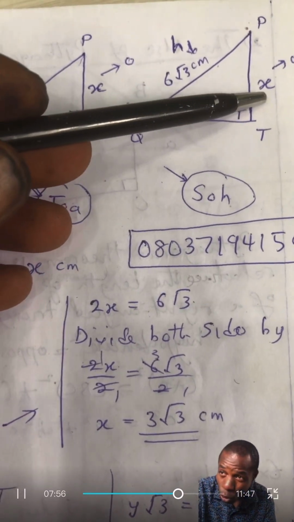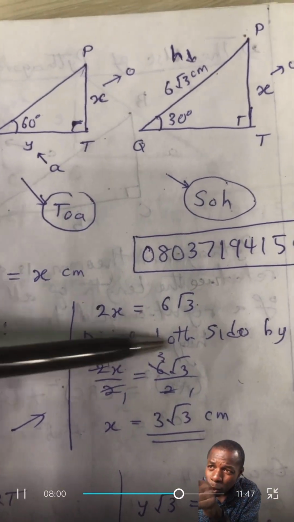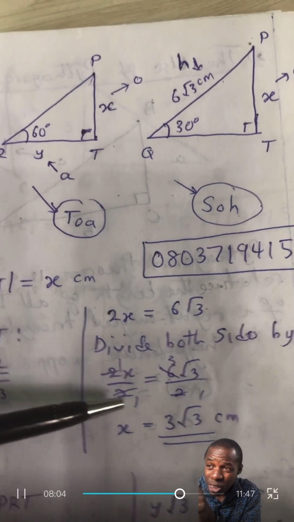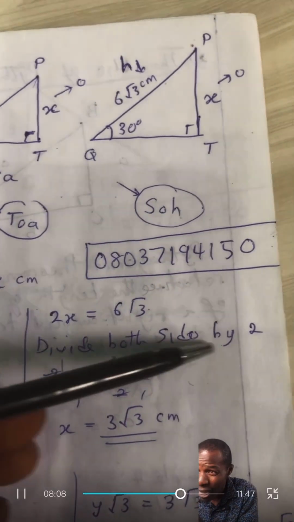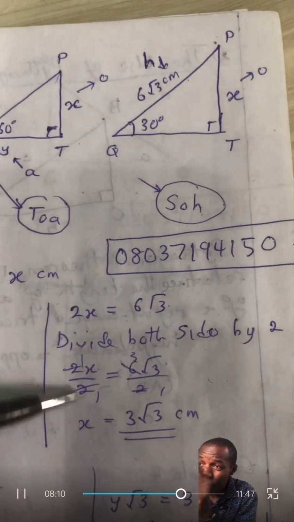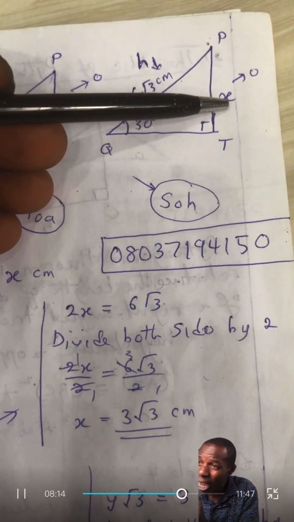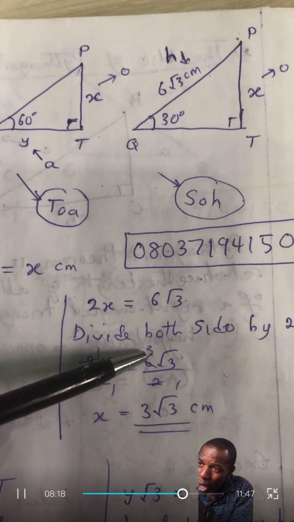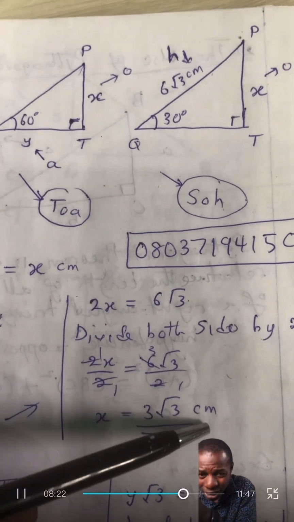And from the diagram, what you have is ordinary x, not 2x. So it means the 2 beside that x will have to leave that place. So what do we do? Under 2x, you place 2. And under 6√3, you write 2. Meaning you are dividing both sides by 2. So when 2 divides 2, you'll be left with x. And you're actually looking for x. And when 2 divides 6, you have 3. So the value of x now is 3√3 in centimeter.